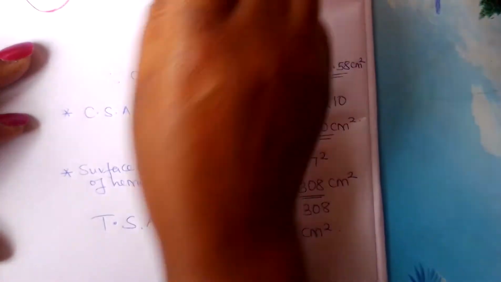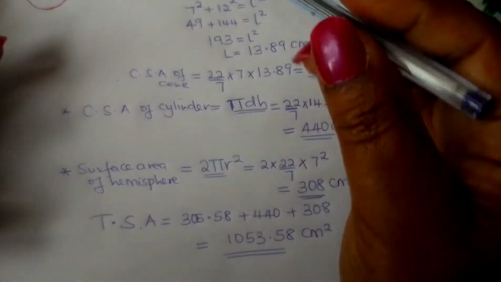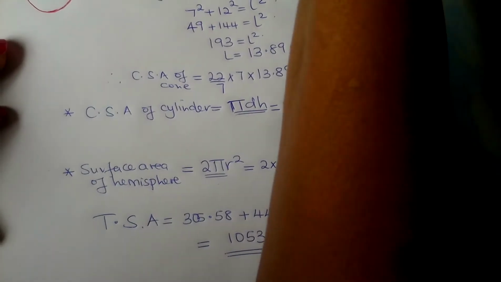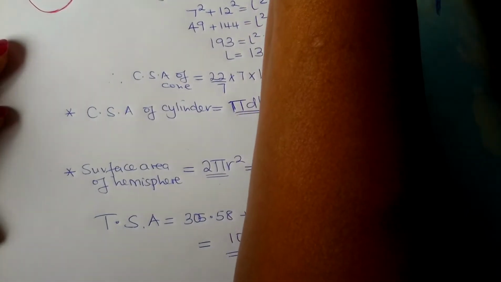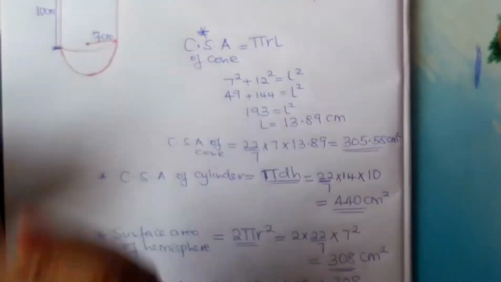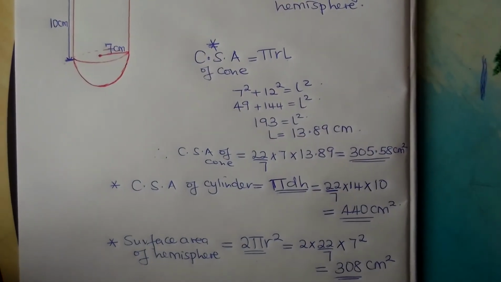So learner, go and practice on how to find surface area of solids. Remember, total surface area, learner, refers to the area of all the surfaces. So the first thing that you do is to identify how many surfaces you have. Like in this case, we have the curved surface of the cone, the curved surface of the cylinder, and the surface of the hemisphere. And after that, you get the area and you finally add.